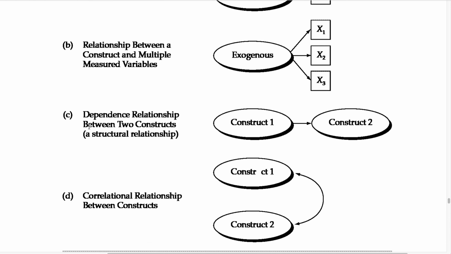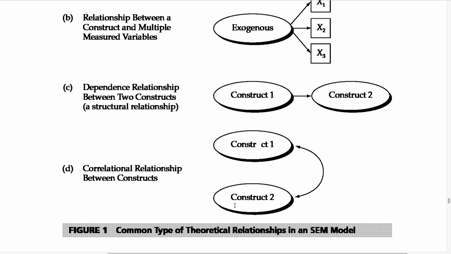Here is the type of dependence relationship between two constructs in structural equation modeling. Here construct 1 depends on construct 2, and this is the correlational relationship between construct 1 and construct 2. There is a correlation between A and B. Construct A is establishing a relation to 2, and 2 is establishing a relation to 1. So these have a correlational relationship between both constructs.